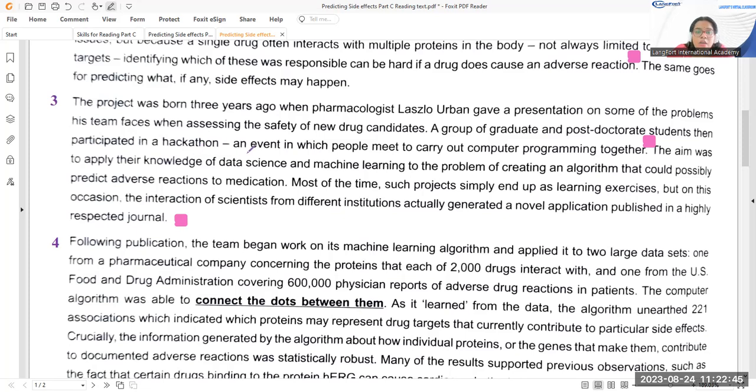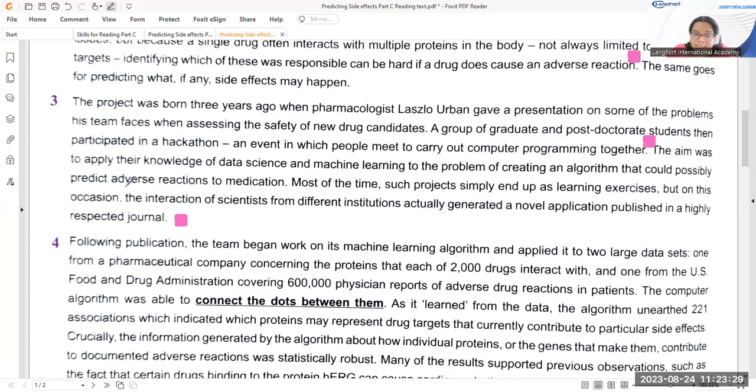So the aim was to apply the knowledge of the graduate and postdoctorate students, all of their knowledge of data science and machine learning, to create an algorithm, a computer software that could predict negative reactions to a medication, the side effects of a medication. That was their goal. They were trying to come up with a software that could predict the possible adverse reactions to a medication. And most of the time, usually these types of projects just end up as a learning exercise. Like nothing much happens. It's just a learning opportunity. That's how it usually ends.